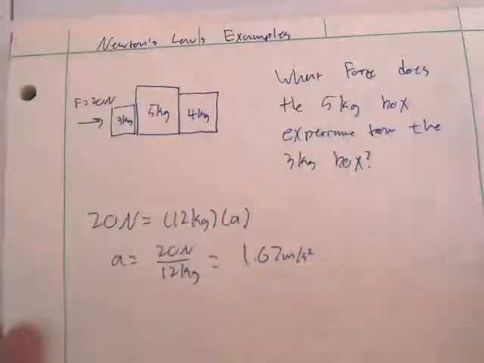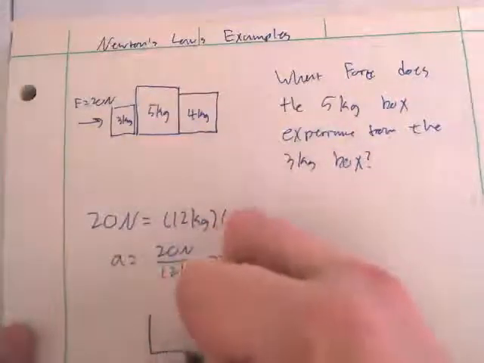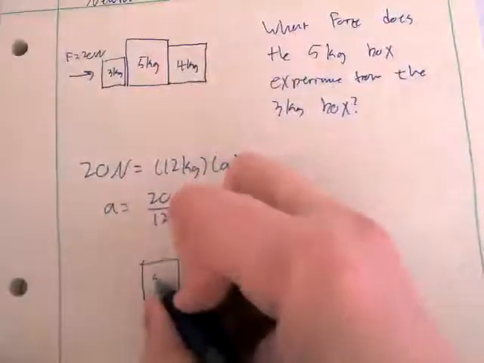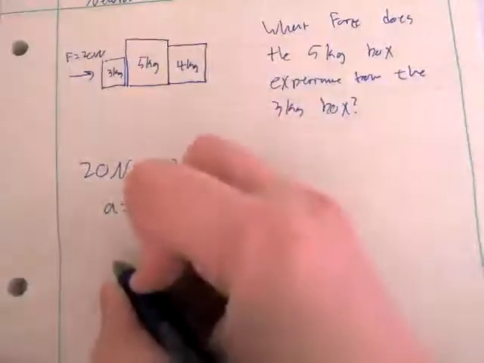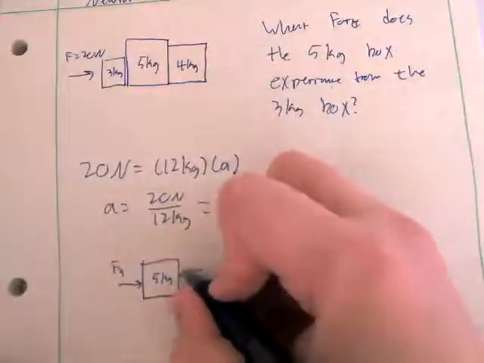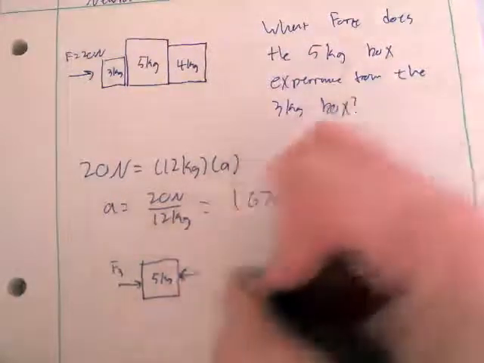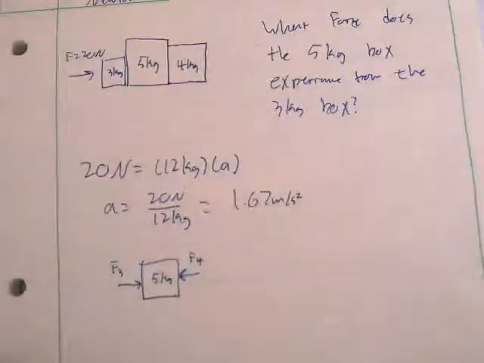So let's do our free body diagram for this 5 kilogram box and look at what all the different forces acting on this box are. If we have my 5 kilogram box here, we have some force from the 3 kilogram box pushing it to the right, but then it runs into the 4 kilogram box. It pushes the 4 kilogram box and the 4 kilogram box pushes back on it. So we have some force to the left from the 4 kilogram box as well.